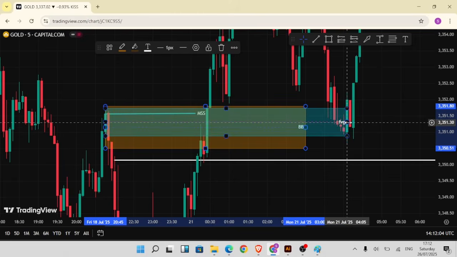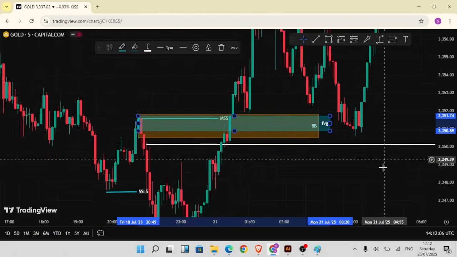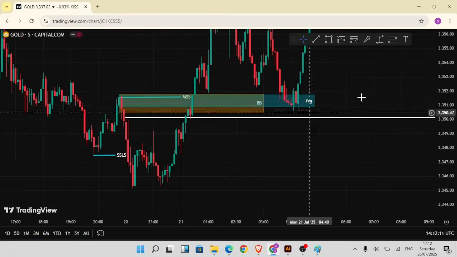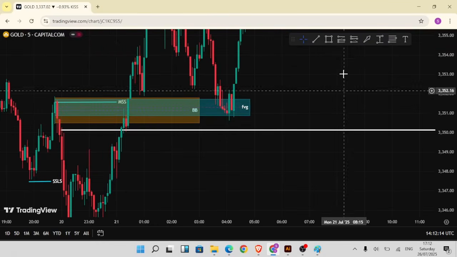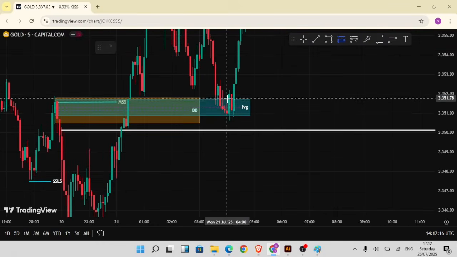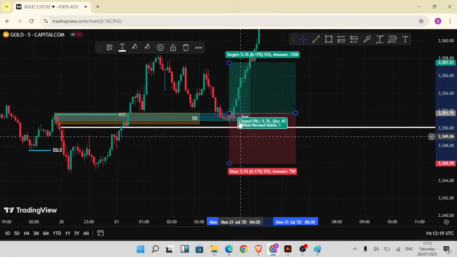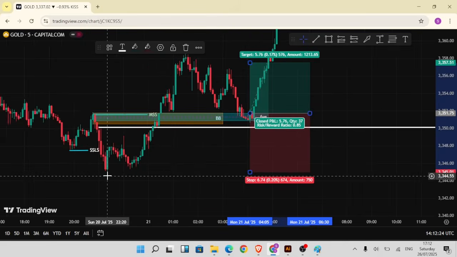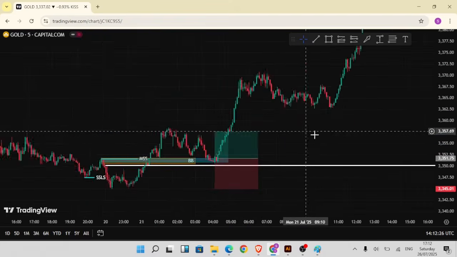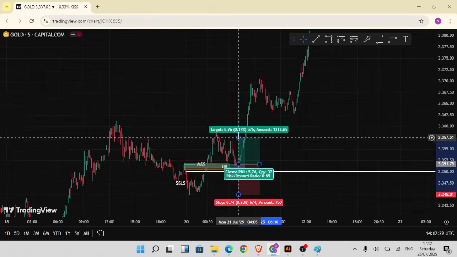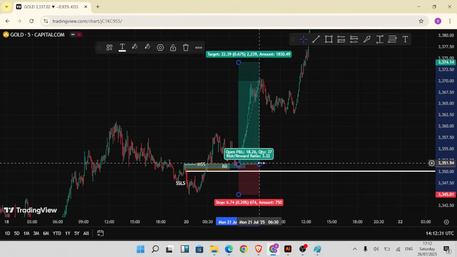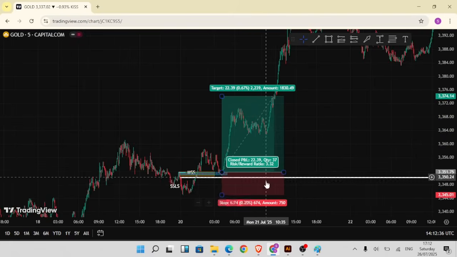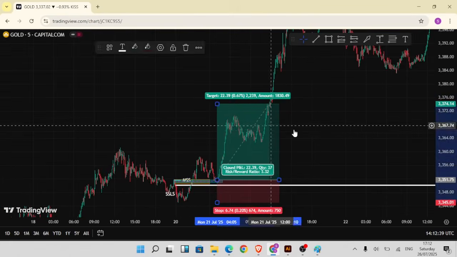Now, normal traders or normal ICT traders will do this. They will take an entry at the retest of this fair value gap or breaker block, with a stop loss below this swing low right here, and take profit maybe at 1 to 2, 1 to 3, right? Which is not bad. Conservative trading, very good risk management.